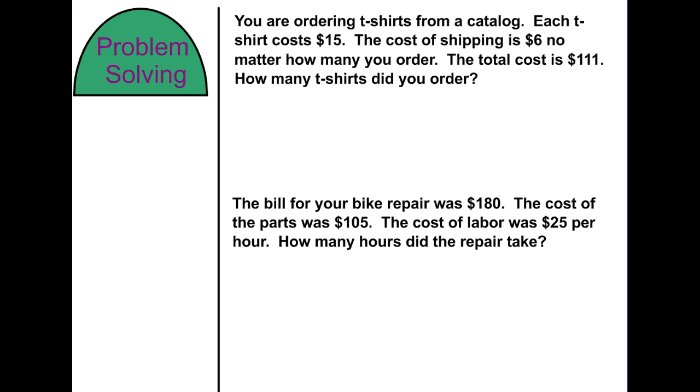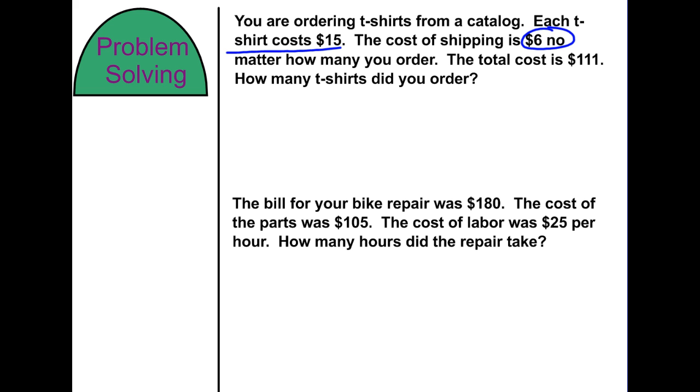So you are ordering t-shirts for a catalog. Each t-shirt costs $15. The cost of shipping is $6 no matter how many you order. That kind of gives it away. It's always going to be $6. The total cost is $111. How many t-shirts did you order? So we have some interesting information there. It's $6 no matter what.